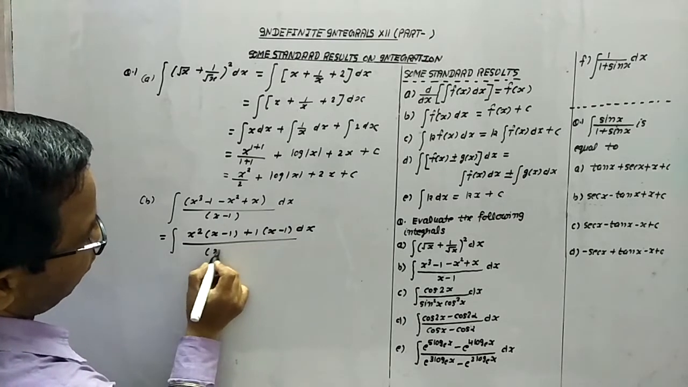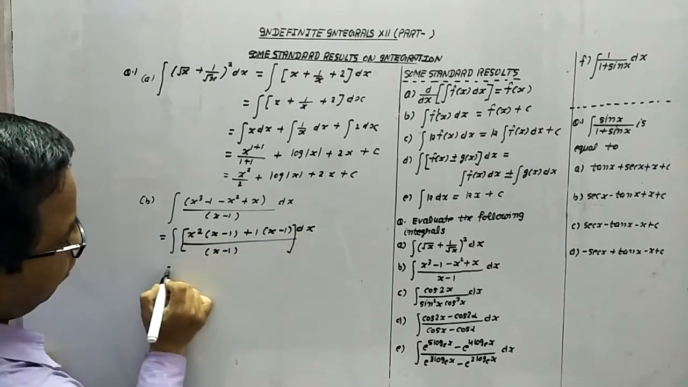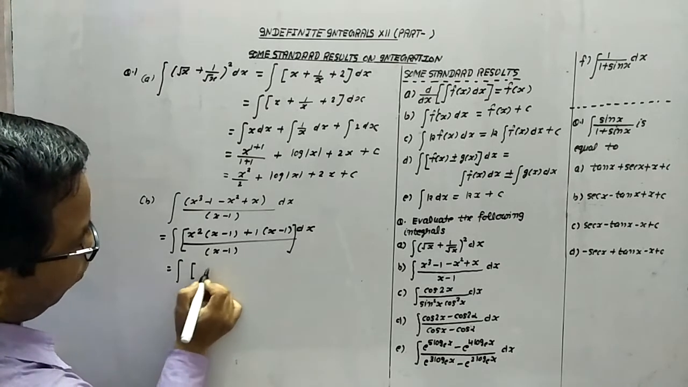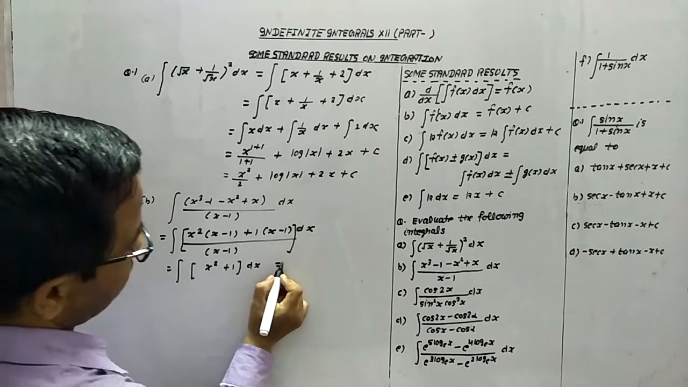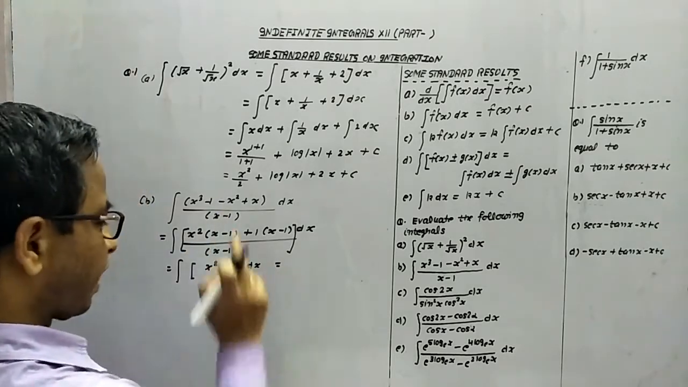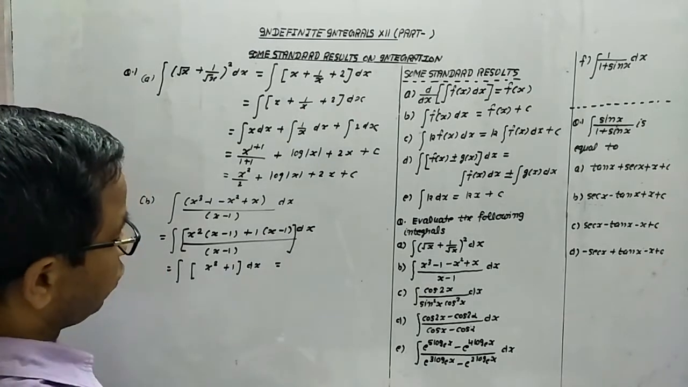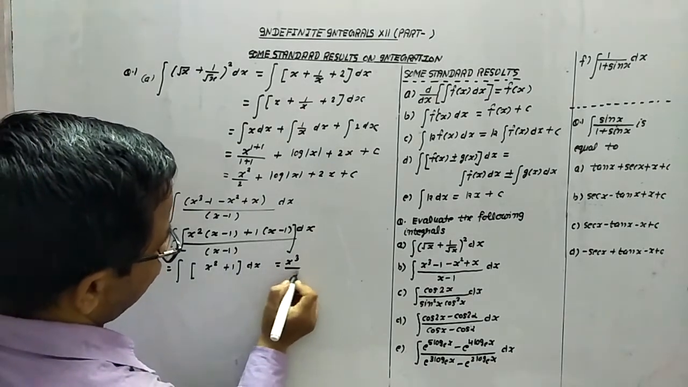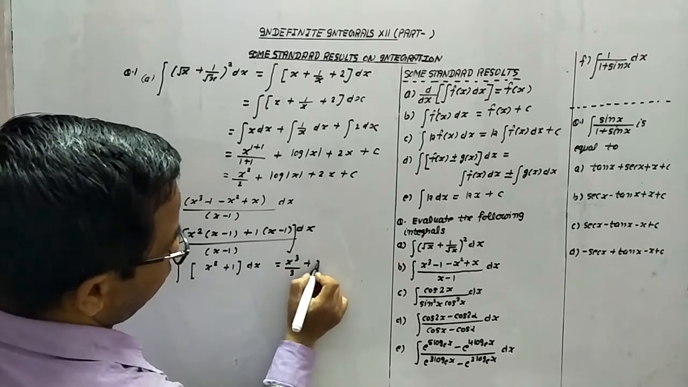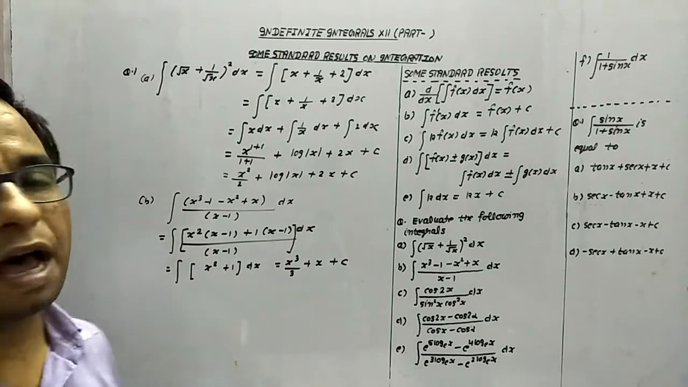Now this is separate. We will keep this x minus 1 separate. So what will come? This is the integration of x square plus 1 dx. Now the integration of x square, we will do it directly. No need to expand like that, because later on we have to use this concept very fast. What is the integration of this? x cube upon 3. What is the integration of 1? x, and this is plus c, and this is the answer.